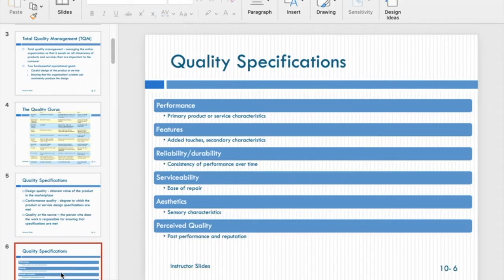And the last one is perceived quality. What is the past performance and reputation of the quality, based on customer feedback? All right. So these are all different dimensions related to quality.